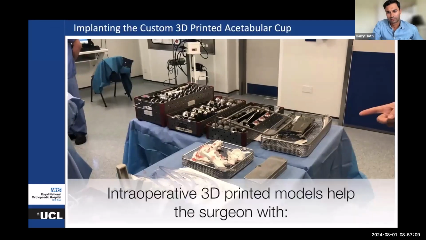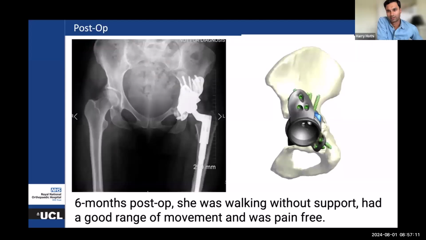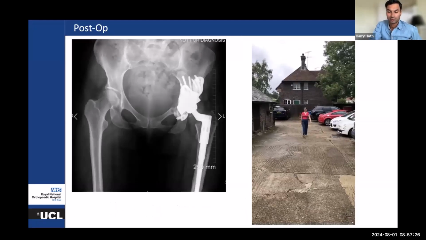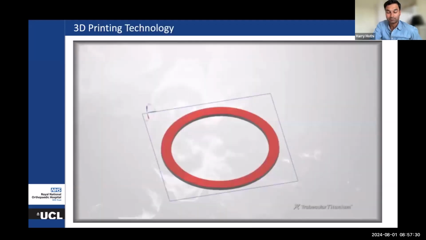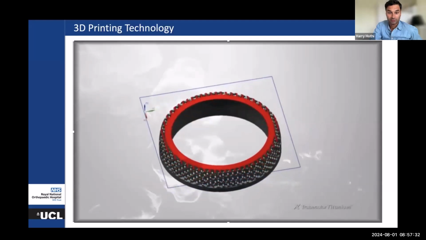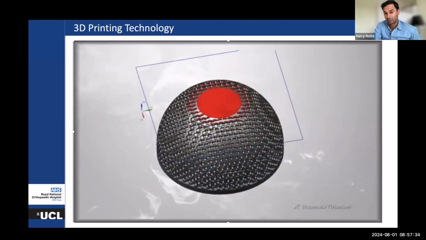I'll skip past this. This is the operation itself happening, but I'll save you all the blood and guts there. But essentially, the operation took place, and at 6 months post-op, the patient was walking without support, with very good range of movement, and importantly had no pain. And this is the lady herself walking, as you can see, very comfortably. All thanks to this technology, layer by layer, from titanium powder.